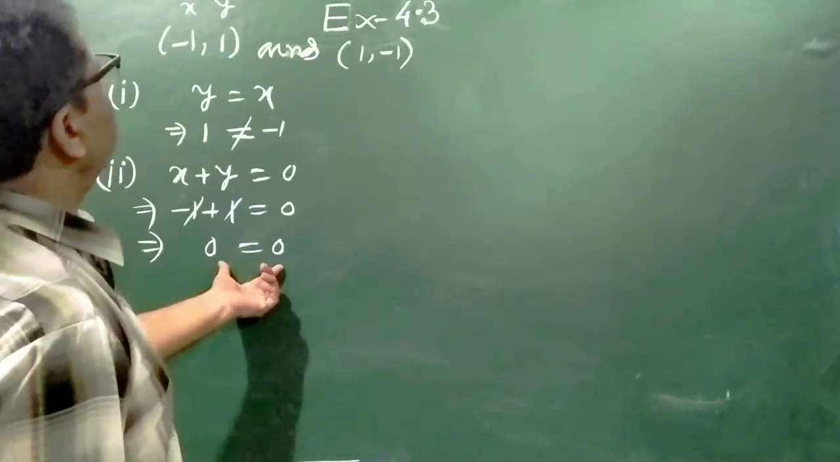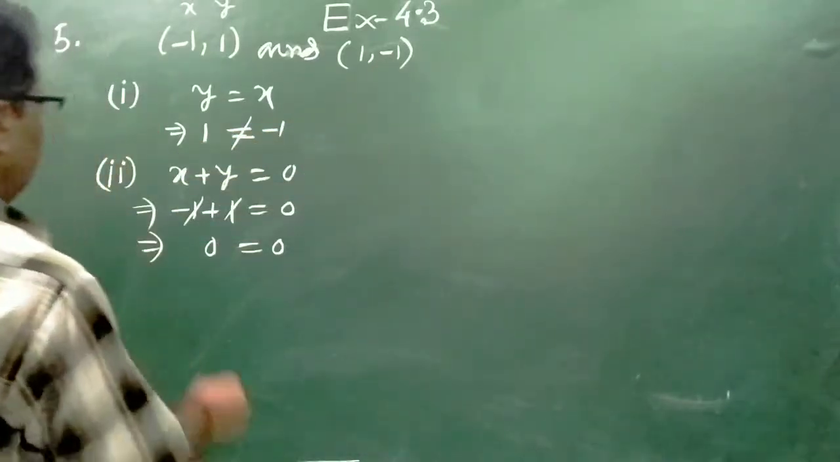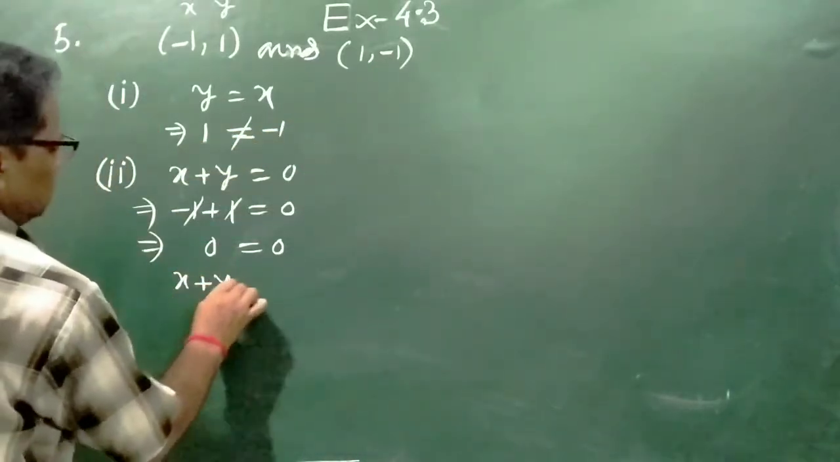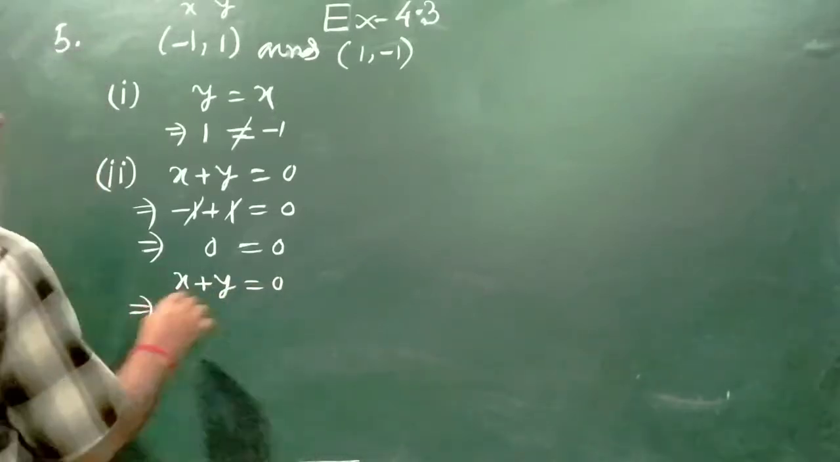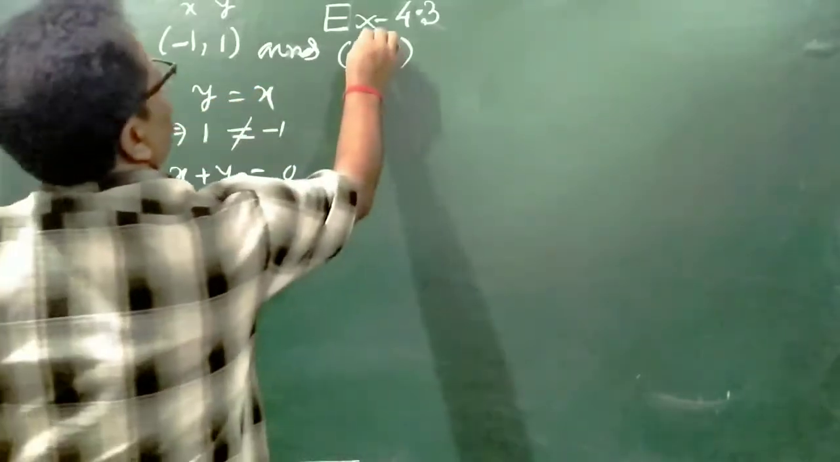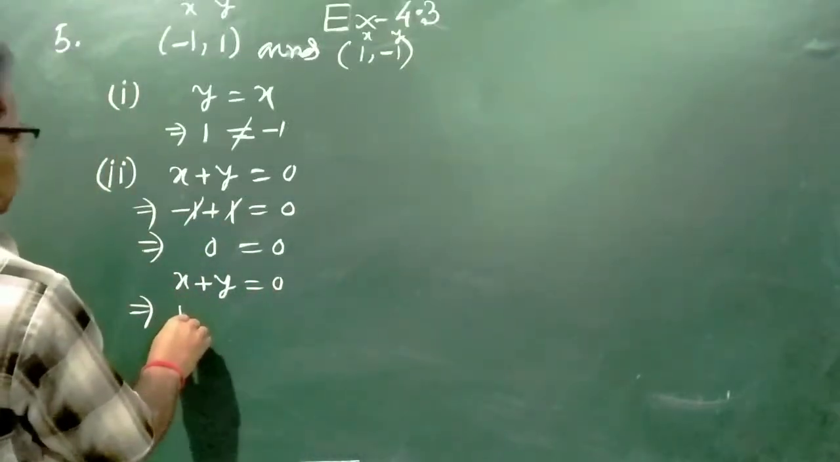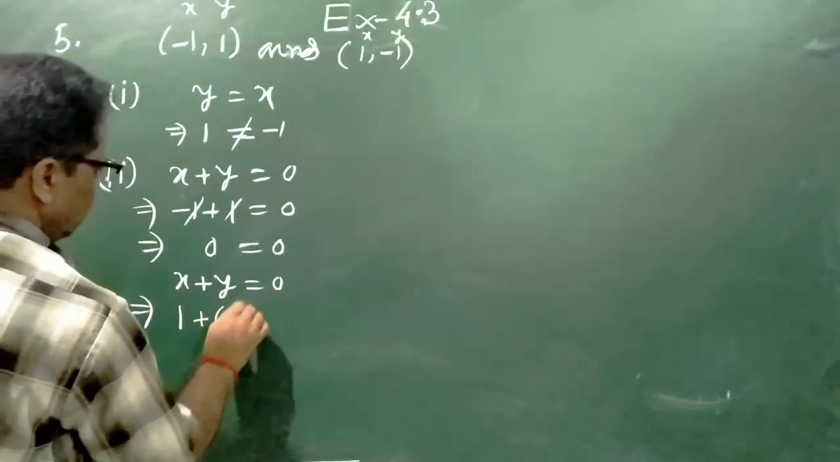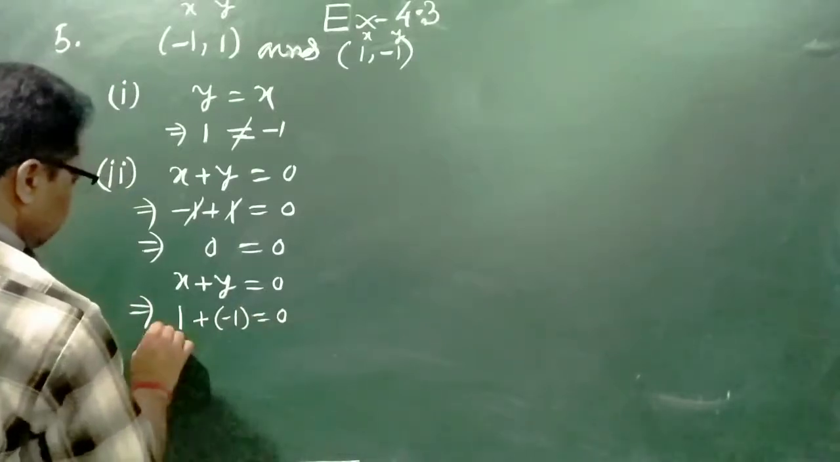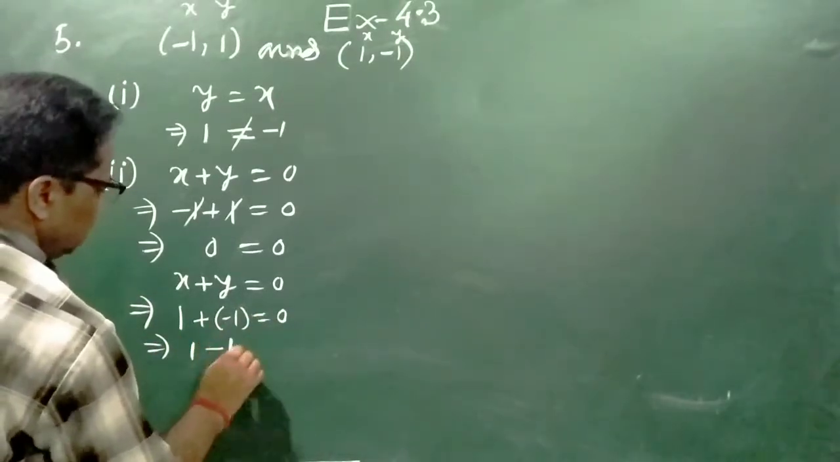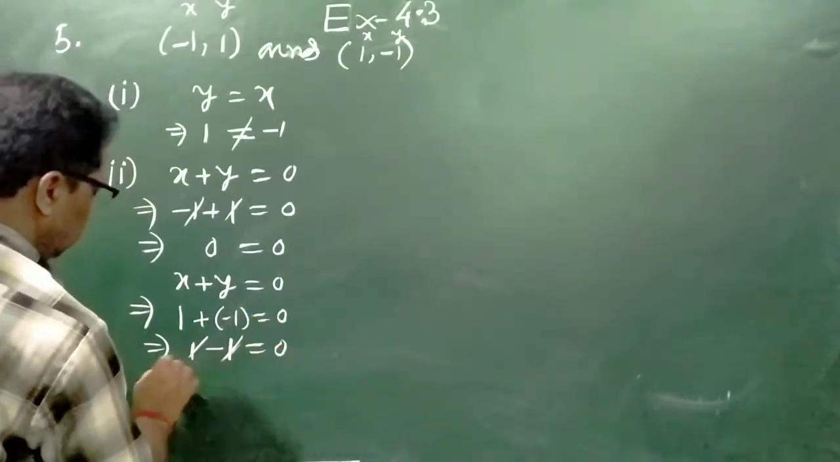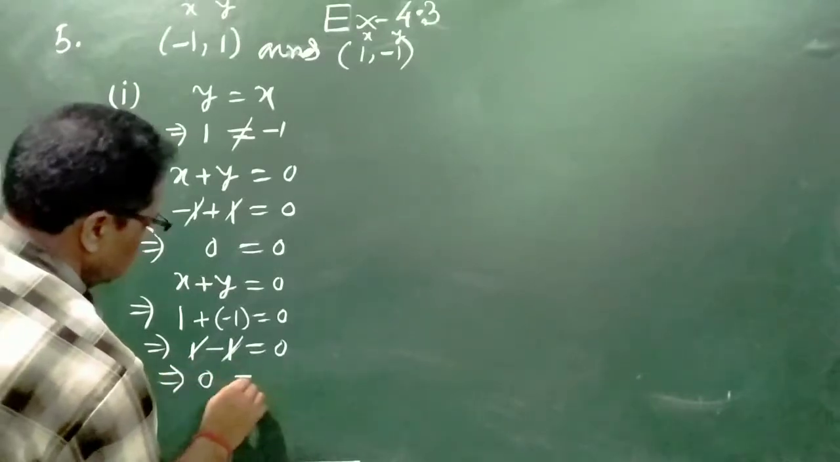Now we will place the values for the second one. Then x plus y is equal to 0. Then the second point, this is for x and this is for y. Then x is 1 plus -1 is equal to 0. Therefore 1 plus -1 is equal to 0. Plus 1 -1 cancel, getting 0 is equal to 0.